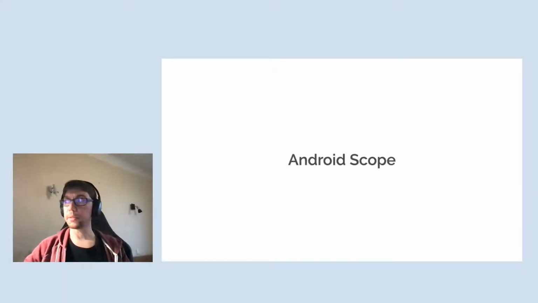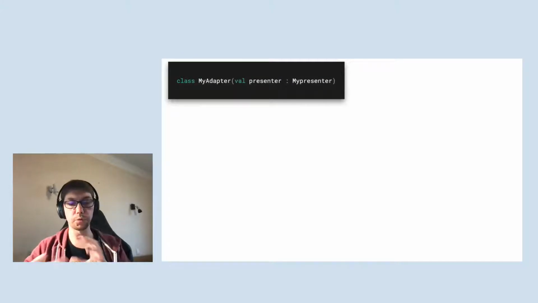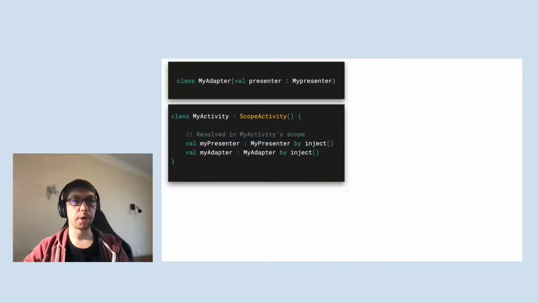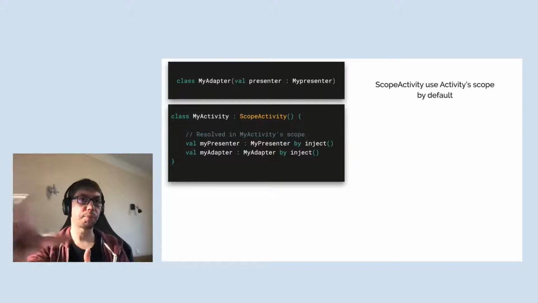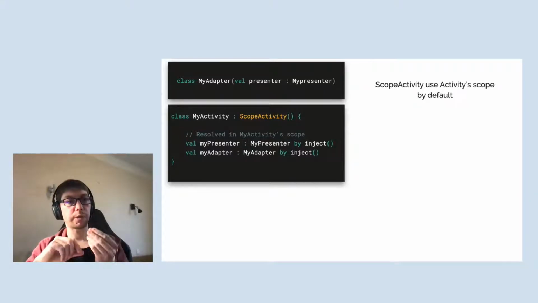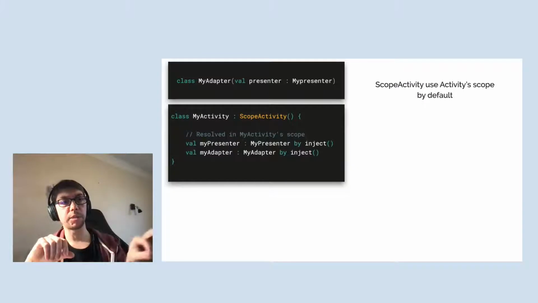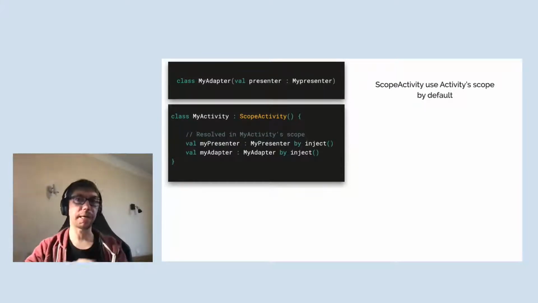But if you want to inject in the same area, you will need to specify that we hold the instance in the same scope around my activity for the duration of my activity's time. And if we add an extra component, my adapter here, that is using the presenter instance, and we want to be sure that the presenter instance injected in my activity is the same as in my adapter, we will need to use a scope.